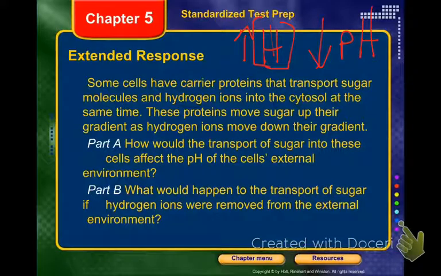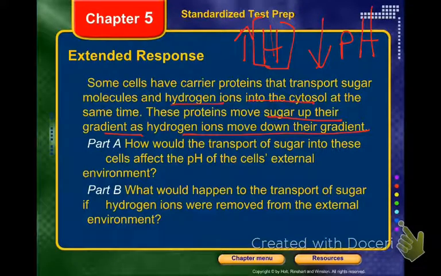So we need to get sugar into the cell. Sugar's going up the concentration gradient, and hydrogen ions are moving down their concentration gradient. How would the transport of sugar into these cells affect the pH? Every time you're moving sugar in, hydrogen ions are going into the cell too. So when you move sugar into the cell, you're moving hydrogen ions into the cell.